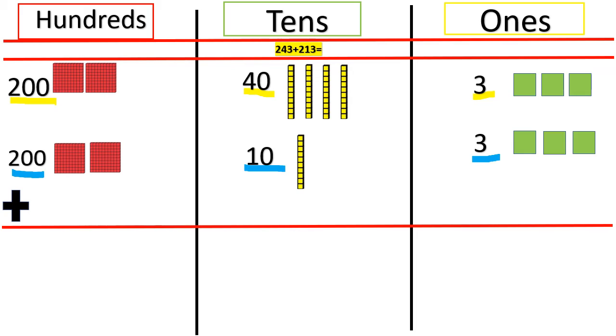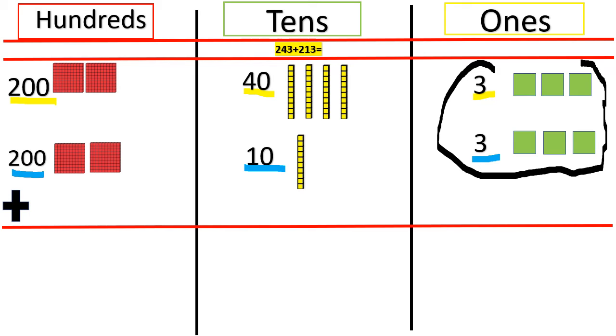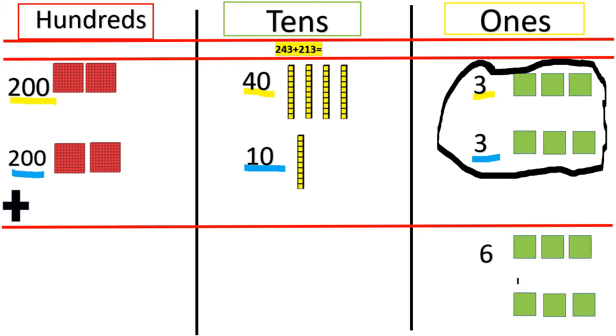Now, when you're adding, you always want to start with your ones first. So we're going to start with our ones first. Let's count all of our ones. 1, 2, 3, 4, 5, 6. We have 6 ones. Next, you're going to add all of your tens.